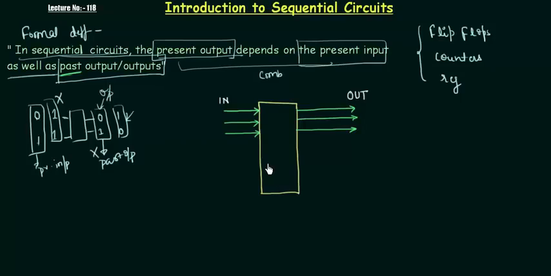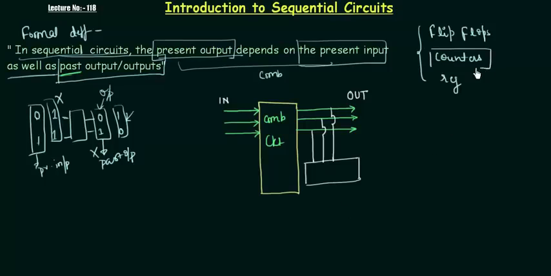Let's see how it works. For example, this is my combinational circuit. This is my present input, and this is my present output. So the present output depends only on the present input. Now if I want to convert this combinational circuit to a sequential circuit, then what do I have to do? Let's see. I have to take this output, all the three outputs actually, and then store it. I have to store it. Now let me explain why I need to store it.